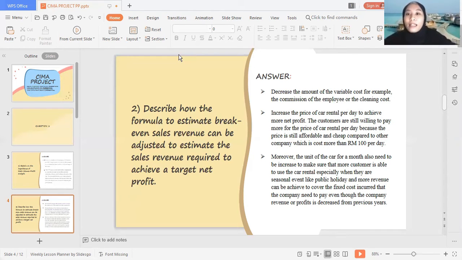Moreover, the units of cars for a year need to be increased to make sure that more customers are able to use the car rental, especially when there are seasonal events, like public holidays, and more revenue can be achieved to cover the fixed cost incurred that the company needs to pay, even though the company revenue or profit has decreased from the previous year. Okay, that's for the second question.